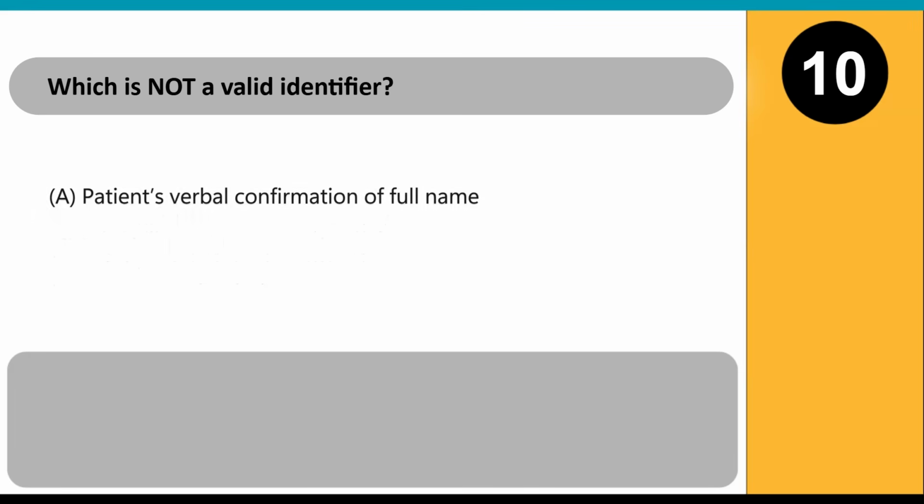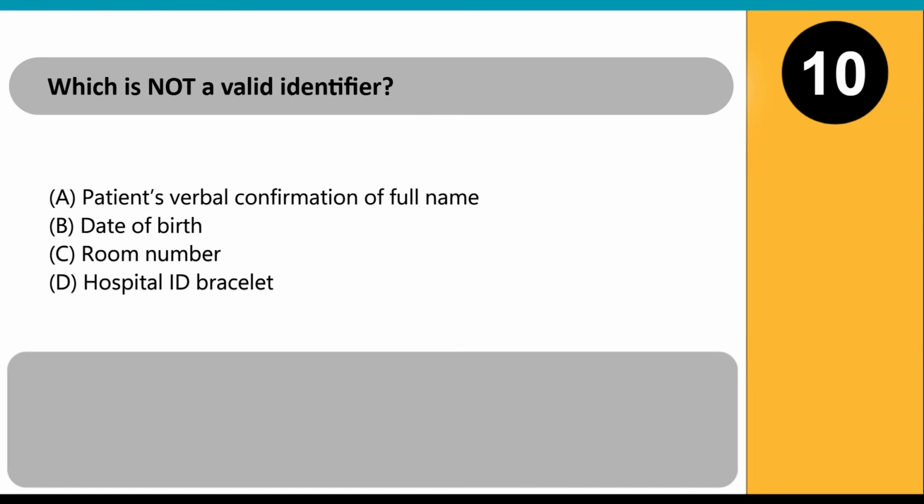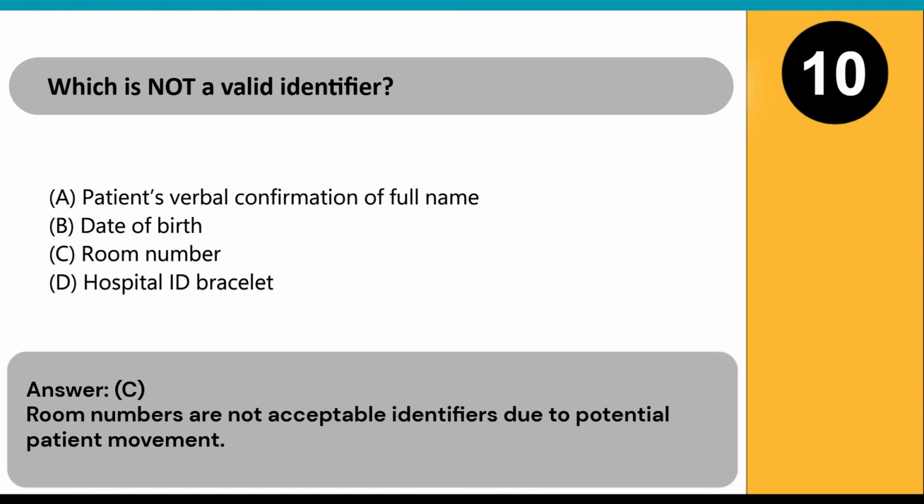Which is not a valid identifier? A. Patient's verbal confirmation of full name. B. Date of birth. C. Room number. D. Hospital ID bracelet. Answer: C. Room numbers are not acceptable identifiers due to potential patient movement.